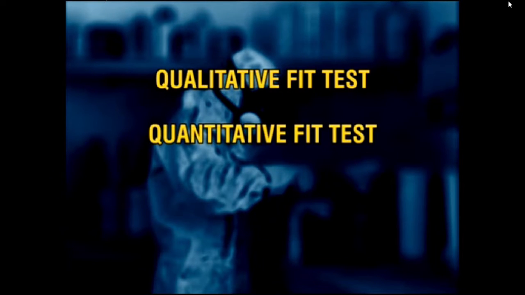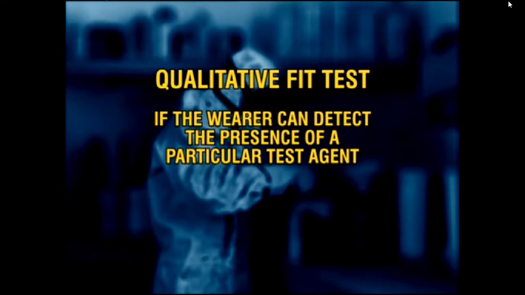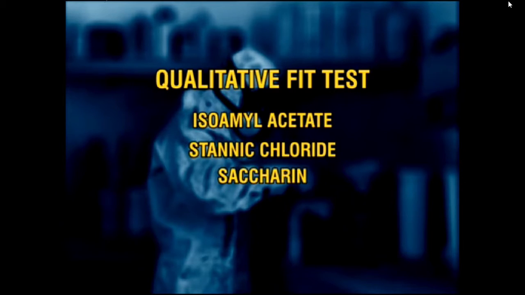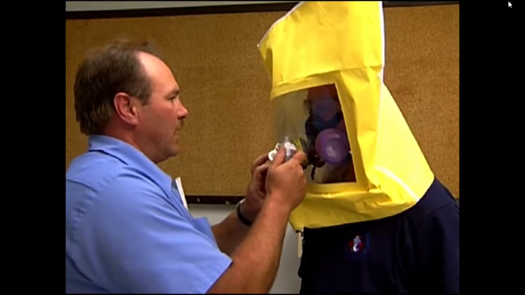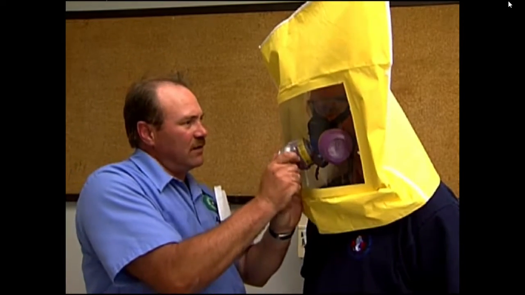There are 2 types of fit testing: qualitative and quantitative. The aim of a qualitative fit test is to see if the wearer can detect the presence of a particular test agent. There are a number of common test agents used, including isoamyl acetate, which has a strong banana-like smell, stannic chloride, which is an irritating smoke, and saccharin, which has a sweet taste. The procedure for the qualitative fit test is quite simple. It involves the person being exposed to a test agent in a controlled situation while performing a number of different exercises.